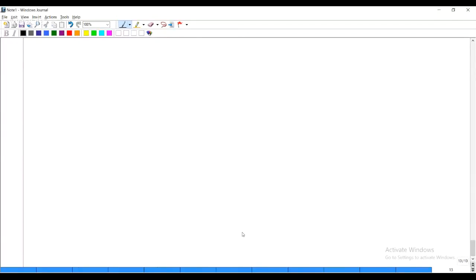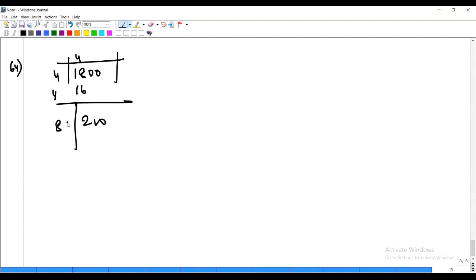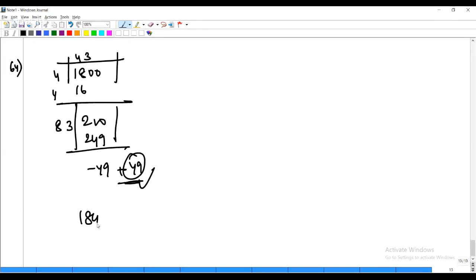64. What should be added to 1800 so that it becomes a perfect square? So 1800, I would say 4 fours are 16. You add 4, it becomes 18, 00. So you multiply it with 3. 43 threes are 129. So 49 is less. So you must add 49 to make it a perfect square. So actually 1849 is a square of 43. So we must add 49 to that.